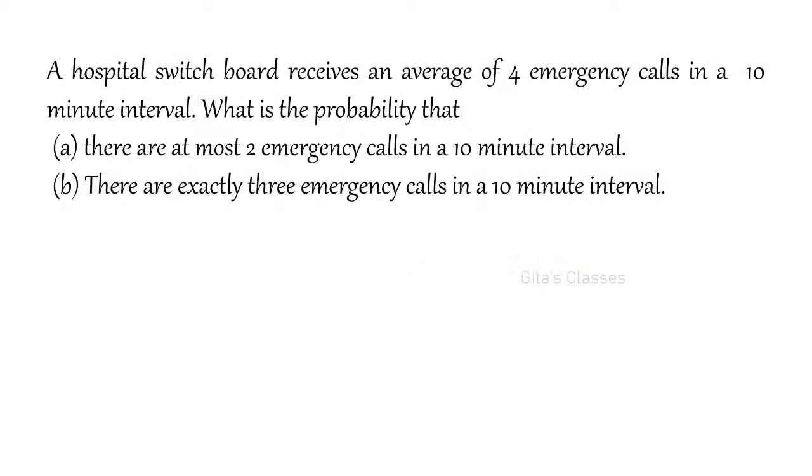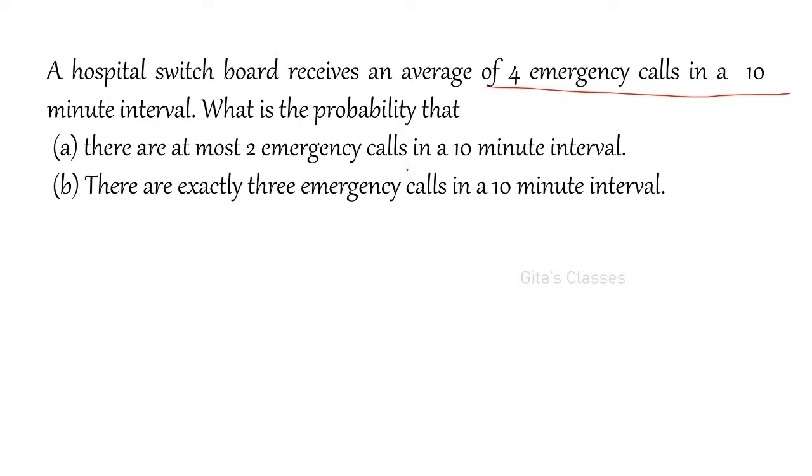Next problem, take a screenshot, otherwise you can see later also. Take it as homework. This is also using Poisson distribution only. A hospital switchboard receives an average of 4 emergency calls in a 10-minute interval. What is the probability that there are at most 2 emergency calls in a 10-minute interval? Please practice this problem. These kinds of questions you can expect even in university exams.